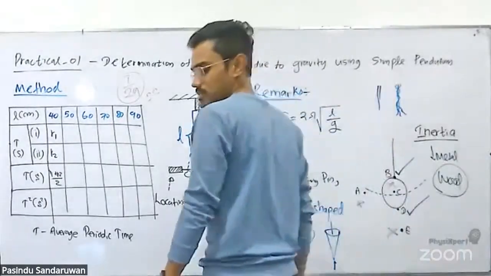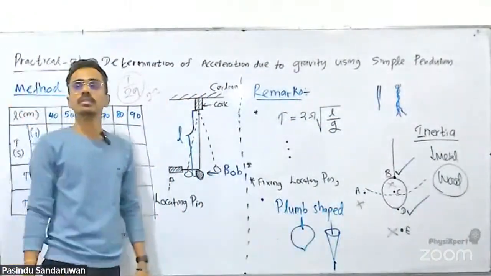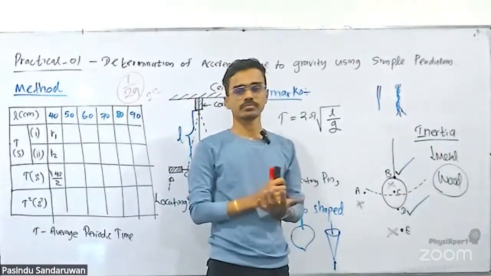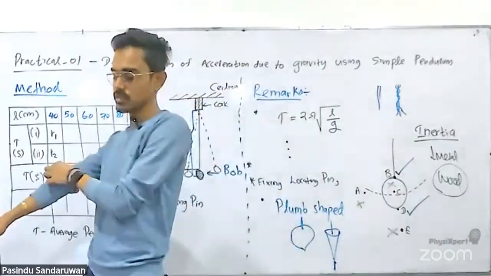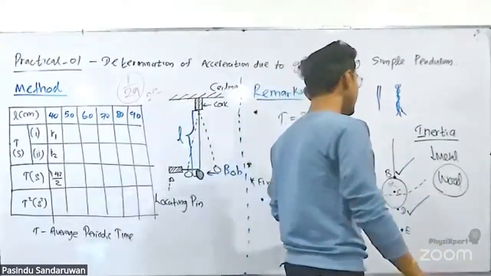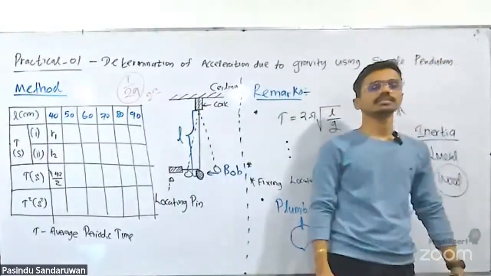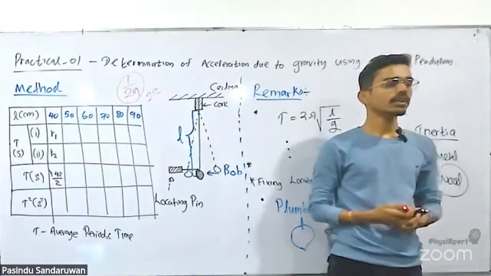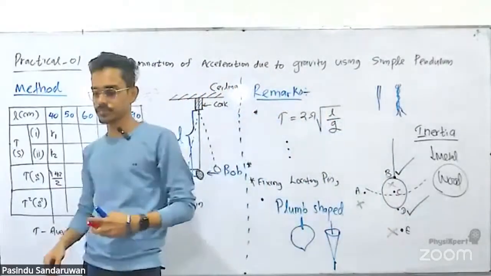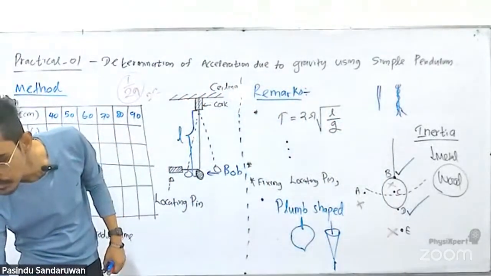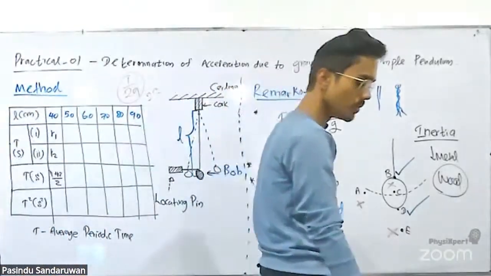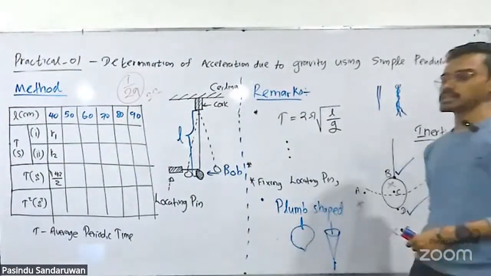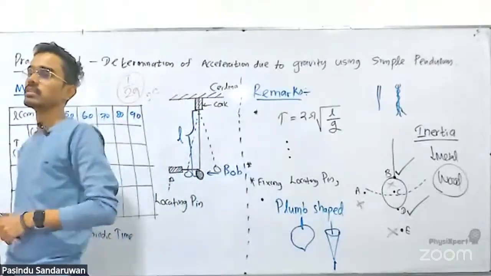Spherical bob is more suitable because air drag, within brackets air resistance, is comparatively low. Air drag is comparatively low. Right?